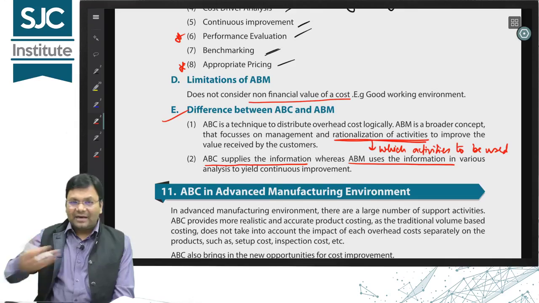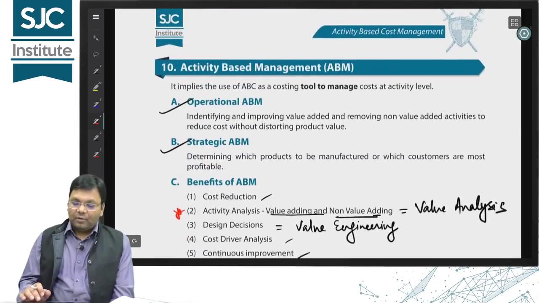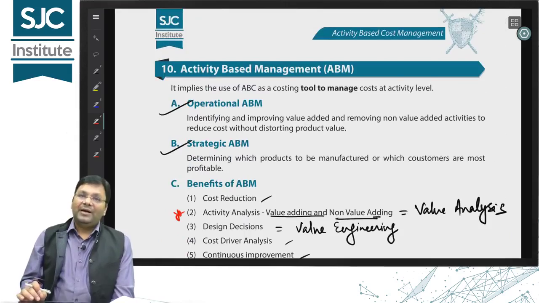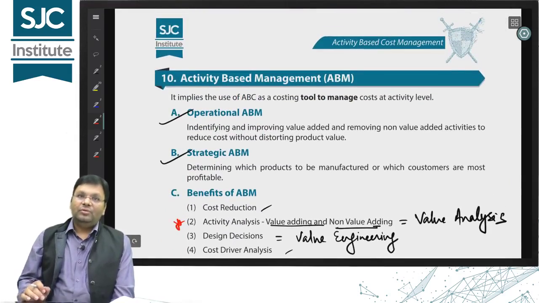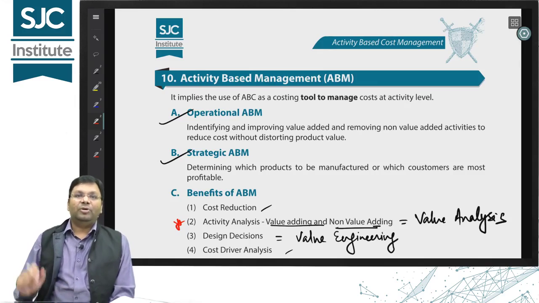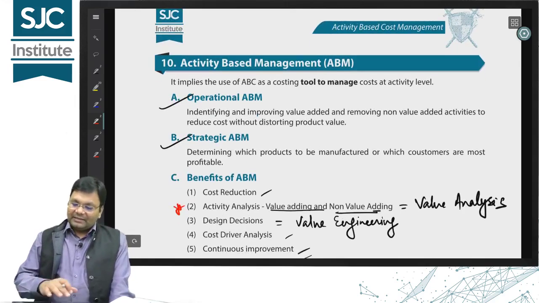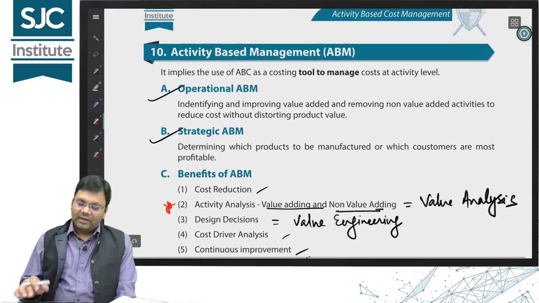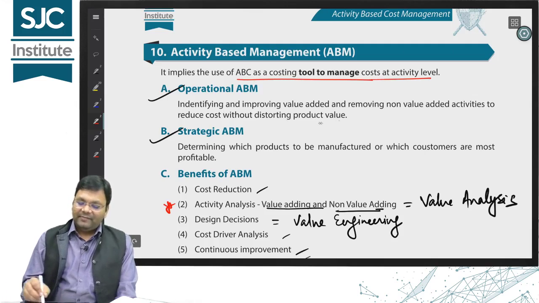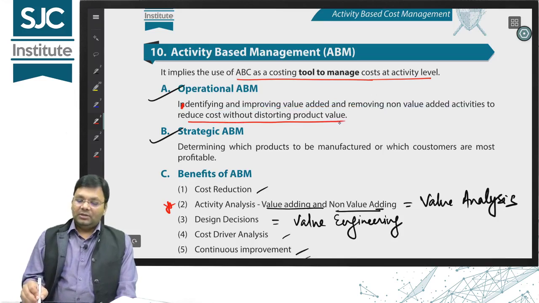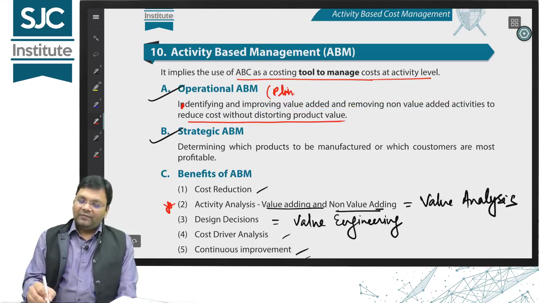So that's how I started with the concept that ABM is about using the information provided by ABC in order to bring more improvements, more value addition in the products that the company is producing. Okay, so you can just check whether I have covered everything or not. It implies the use of ABC as a costing tool to manage cost at activity level. Operational ABM is about identifying and improving value added and removing non-value added activities to reduce cost without distorting product value. So it is about eliminating non-value adding activities.